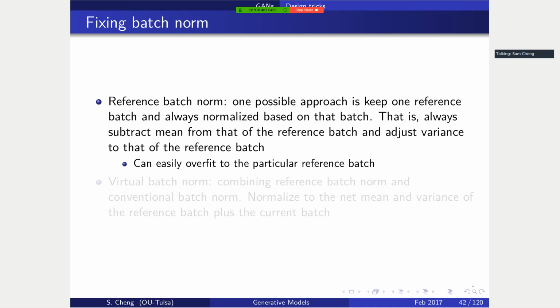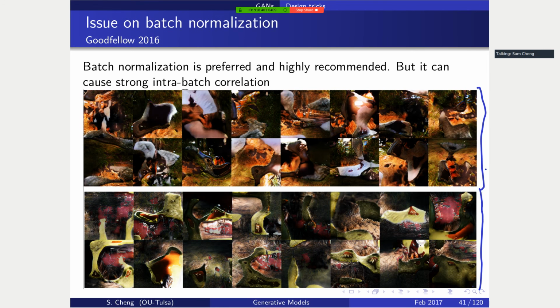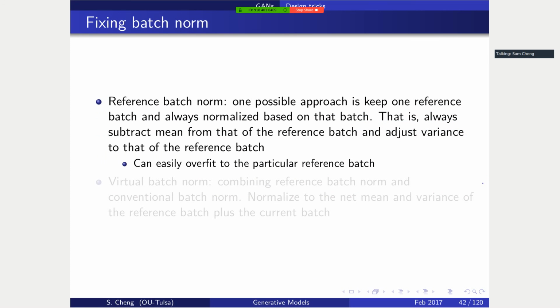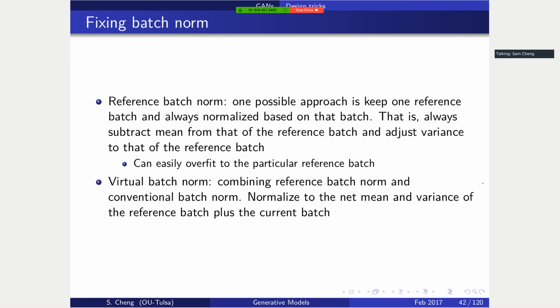So one possibility is using so-called reference batch norm. The idea is simply that I will fix one batch, and from now on I will only use this batch. So every time I generate images, they will all have this flavor, and I will stick with that. It's okay with me, I don't care. Another possibility, a very simple idea, is the so-called virtual batch. Each time you have your own batch, but you also keep a reference batch. Then you combine the statistics, computing the mean and variance of these combined batches, and use that for batch normalization.